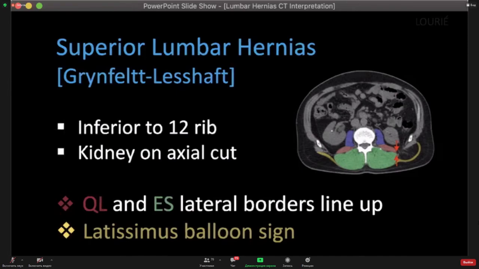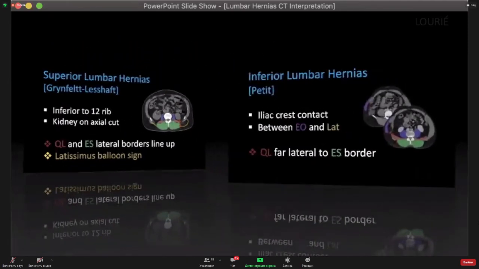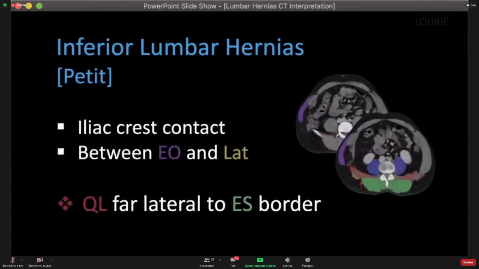For inferior lumbar hernias, again, you have contact with the hernia contents with the iliac crest. The gap is happening between the purple external oblique and the latissimus dorsi. And of course, that quadratus lumborum is now far lateral to the erector spinae border.